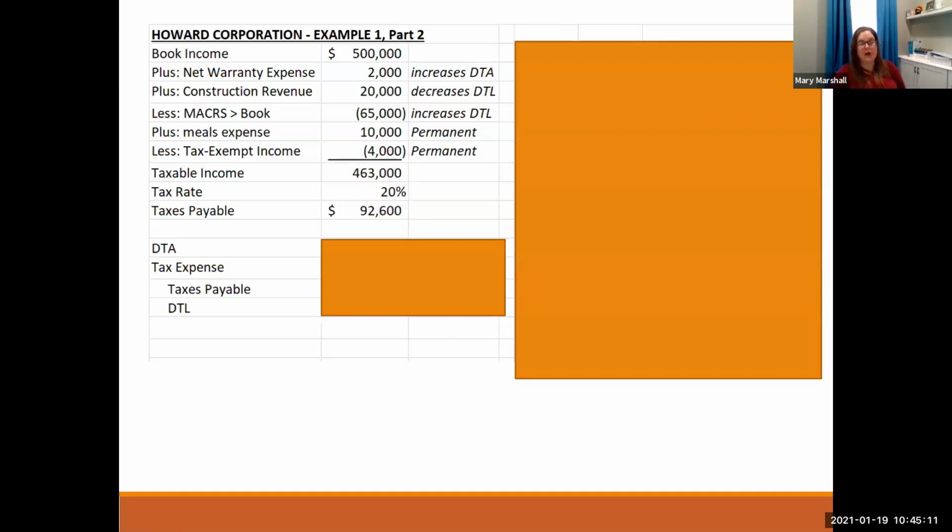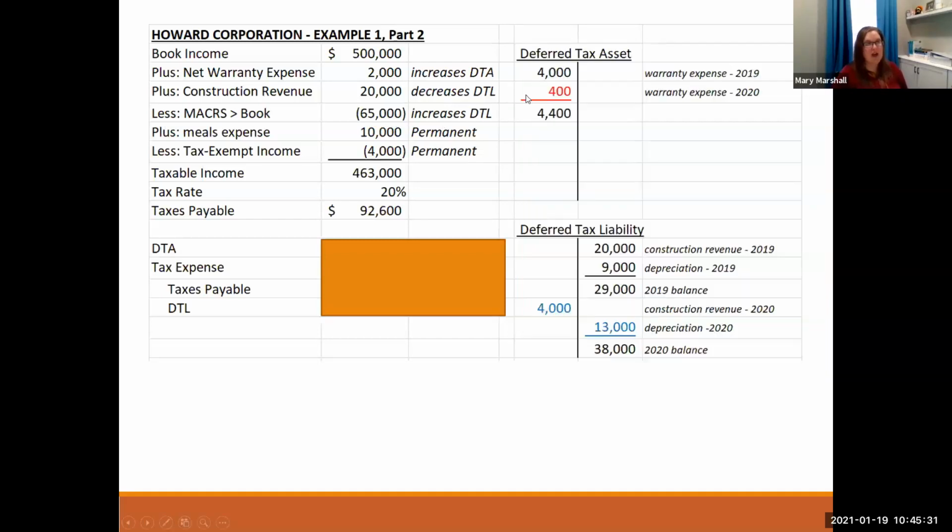So taxable income was $463,000. Tax rate's 20%, so taxes payable is $92,600. So we have one of our three balance sheet accounts for the entry. Next, we need to think about what does this do to our T accounts. Now, remember, these are permanent accounts, so the first thing you would do with your T accounts is get those prior balances and make sure they stay in your T account. So we had an existing DTA of 4,000. We're adding another 400 because we increased it. So now our new balance on the balance sheet is 4,400. Our entry will only be the new amount we've added.